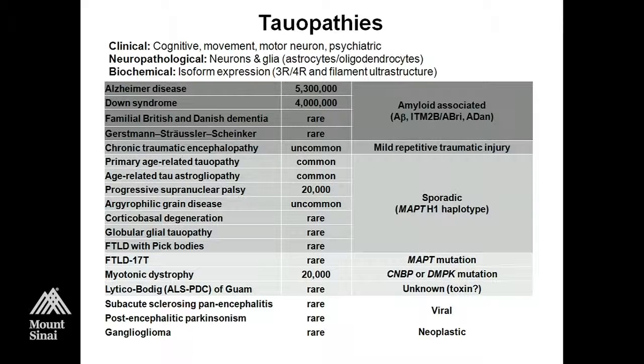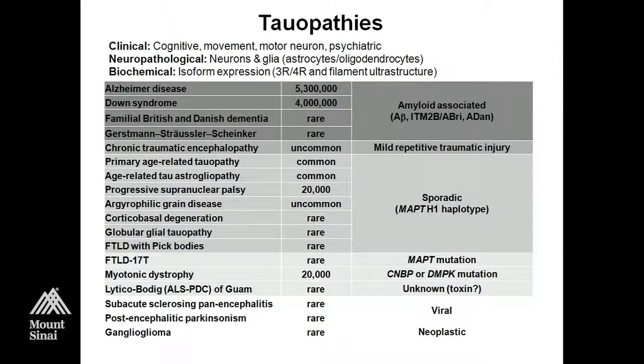and we can use this information to help guide the diagnosis. We also use the regional distribution of the abnormal tau to help guide the diagnosis, and that regional distribution contributes to the clinical symptomatology.